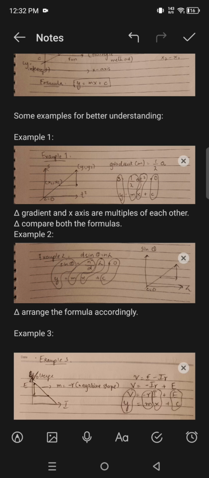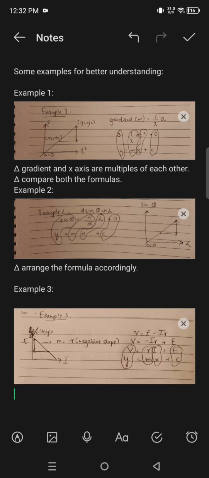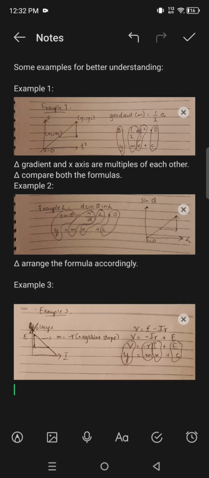Okay. Example number 3 says you have voltage and current as your y and x axis, and E is already mentioned as the y intercept. Now this slope is a bit different. It is coming from the top towards the bottom, so it's run over rise, right? So now your gradient is going to be negative. Alright, this is a negative slope. So you know that your gradient is going to be minus.